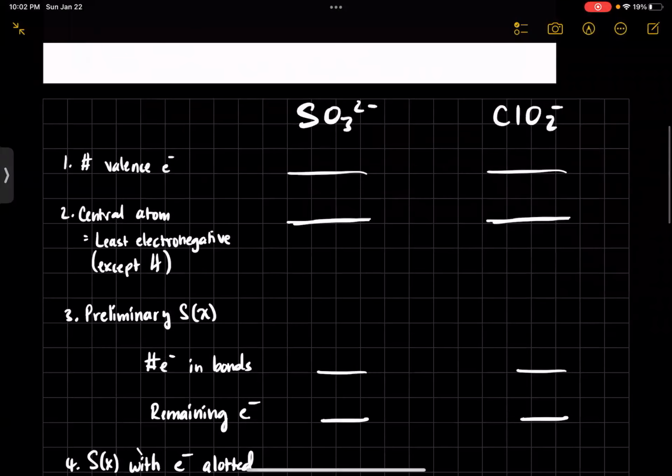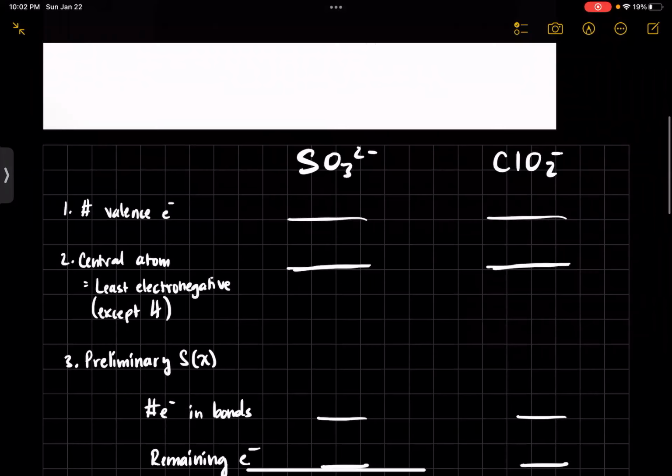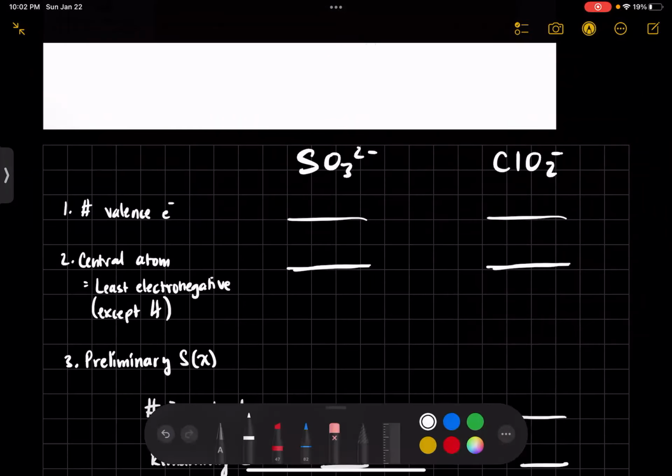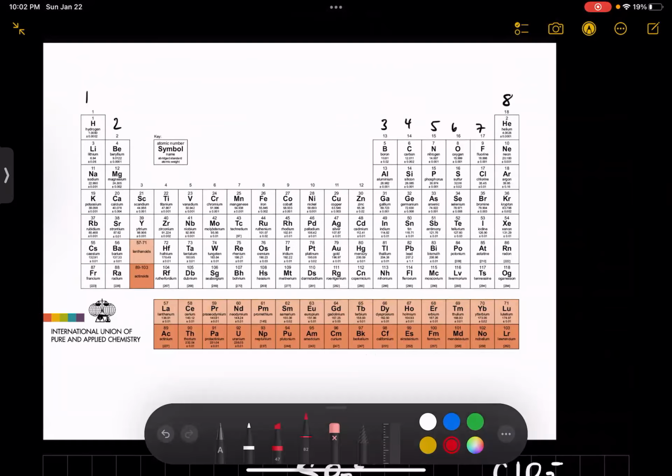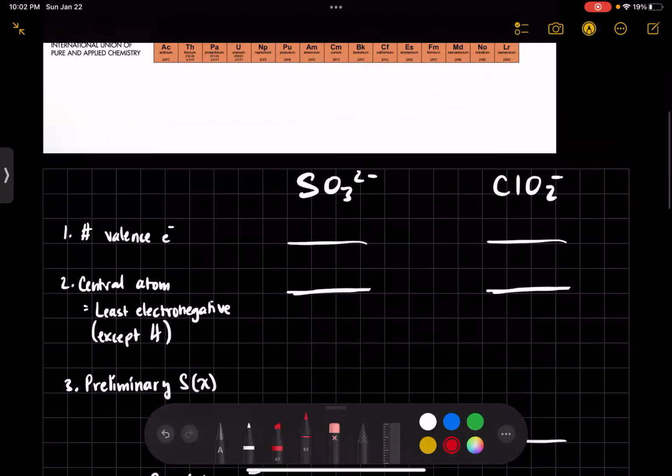So let's try a sample structure. Let's start with SO3 minus, and then I'll do ClO2 minus afterward. First, we count the number of valence electrons, just like we do. The first several steps are going to be the same for any Lewis structure. We can go to the periodic table, and we can see that sulfur has 6 valence electrons, just like oxygen has 6 valence electrons.